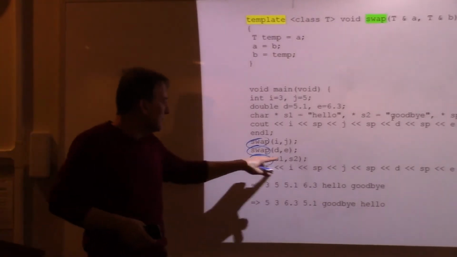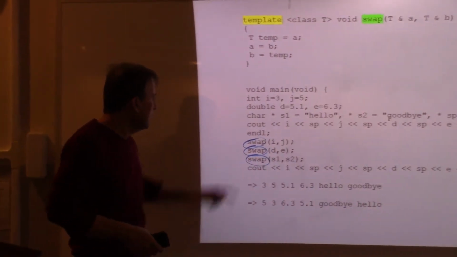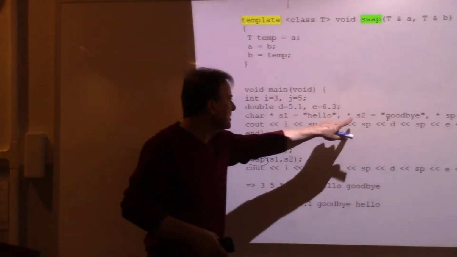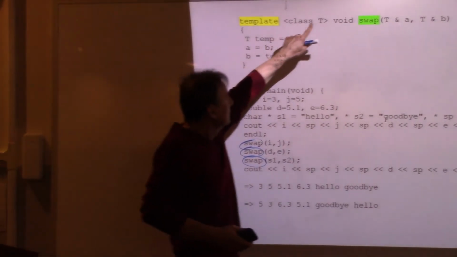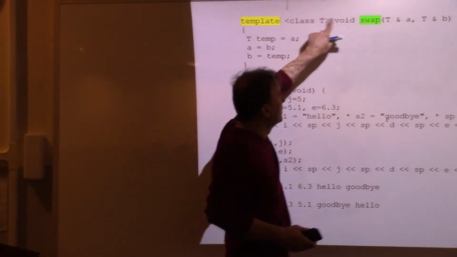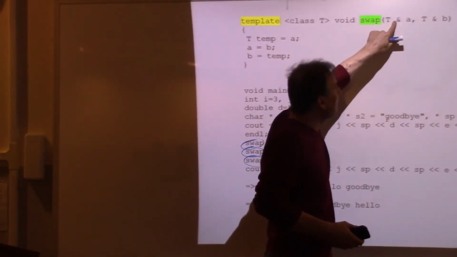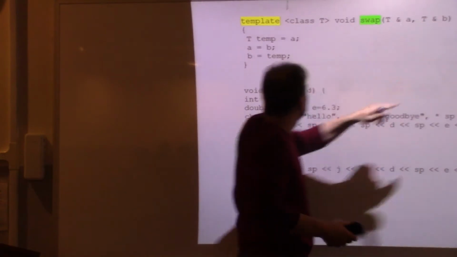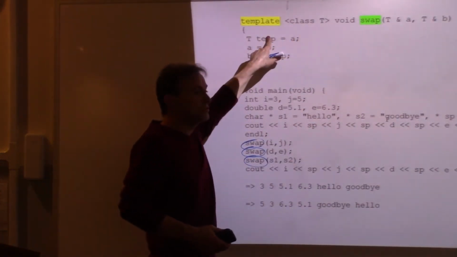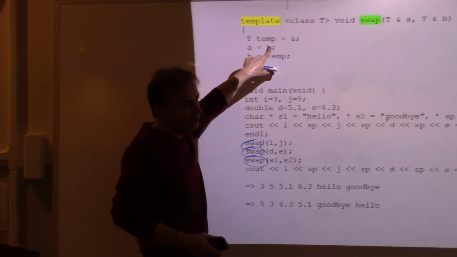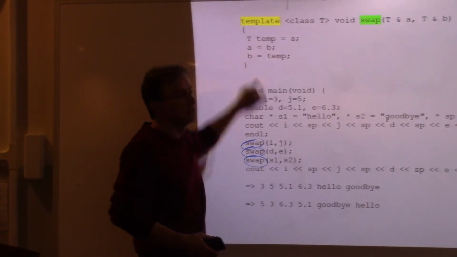Then it says swap S1, S2. What's S1, S2? Well, S1 is a char pointer. What's S2? It's a char pointer. So it creates another function where T becomes char pointer. Void swap, char pointer by reference A, char pointer by reference B, char pointer temp equals A. This char pointer goes into this char pointer. This char pointer gets that char pointer. And then this char pointer gets the copy of the temp.